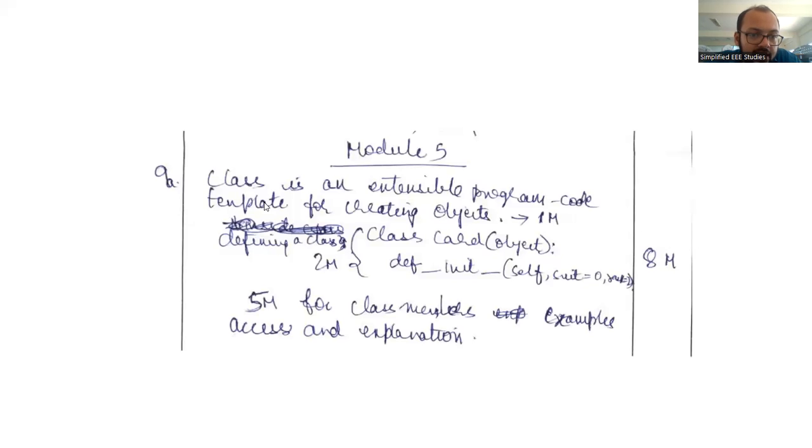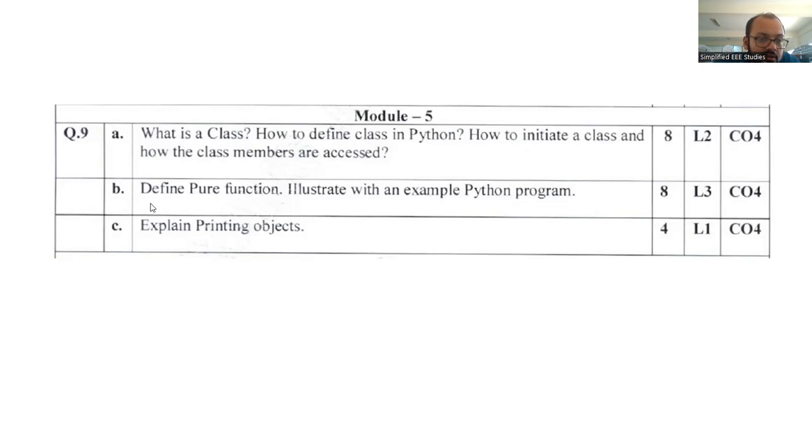So for question number 9A, the definition of a class is already given, with a weightage of 1 mark. Then how to define the class? They mention very clearly using the init method, with self. Those things you have to explain. Then give one simple example. The weightage is 8 marks. You can easily get it.